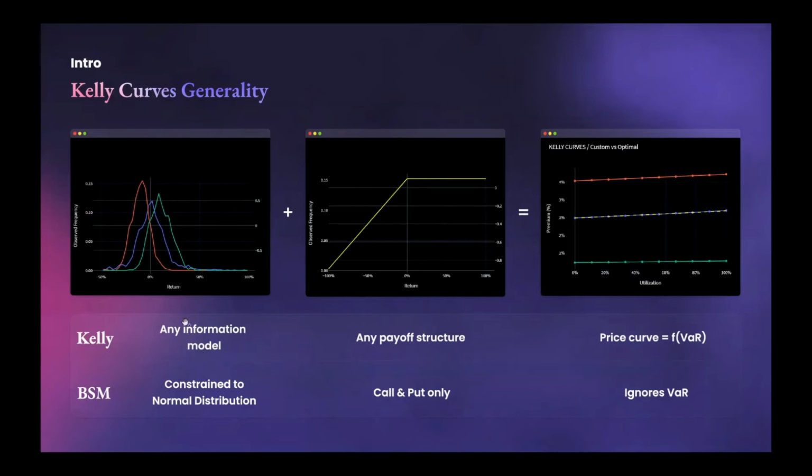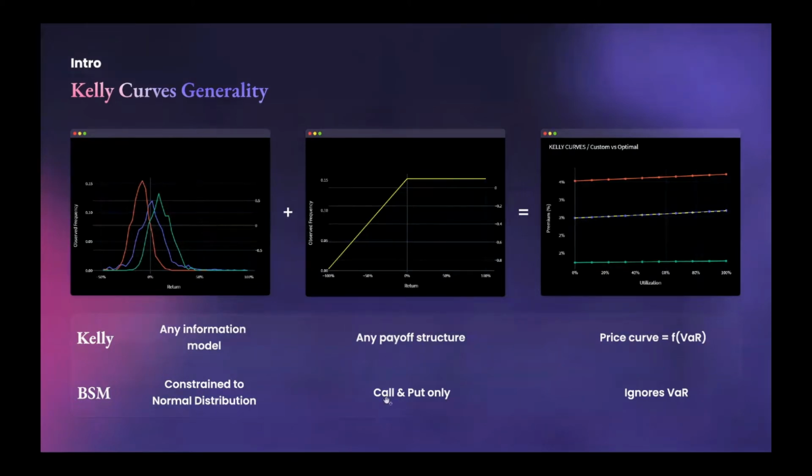I can assume that it's Gaussian. I can assume that it's a Laplace distribution. I can assume that it's a power law. I can assume that it's a t-student skew distribution. I can also take an empirical distribution. I'm not forced to take the model that is embedded in Black-Scholes. And this basically does away with the problem that you cannot price fat-tailed assets with Black-Scholes. And with Kelly, you can.